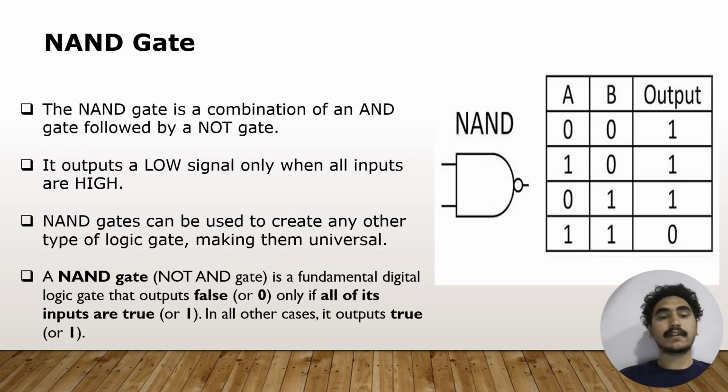Moving on to the NAND gate. The NAND gate is a combination of an AND gate followed by a NOT gate. It outputs a low signal only when all inputs are high. NAND gates can be used to create any other type of logic gate, making them universal. A NAND gate, NOT AND gate, is a fundamental digital logic gate that outputs false or zero only if all of its inputs are true or 1. In all other cases, it outputs true or 1.